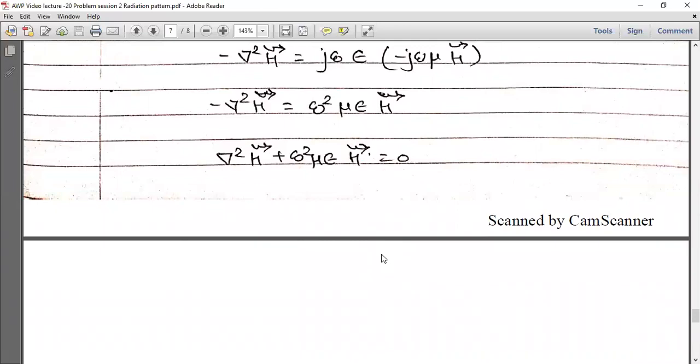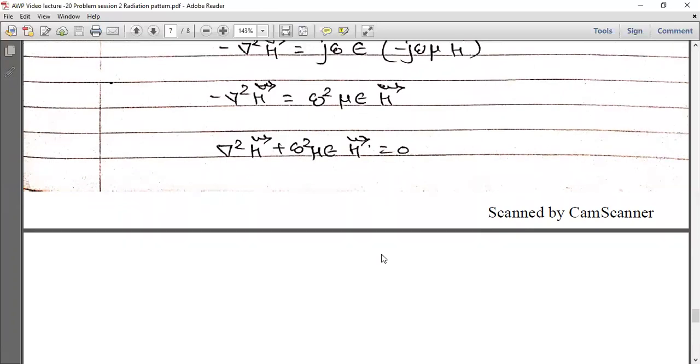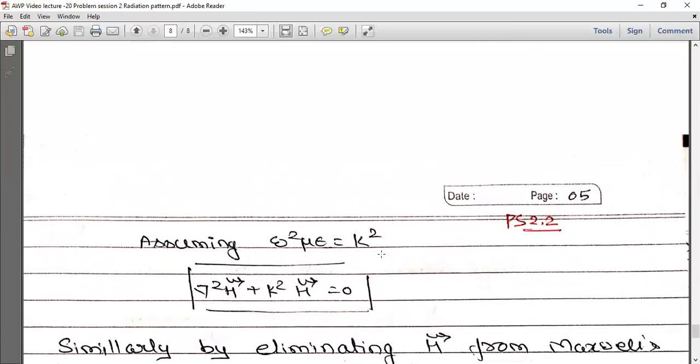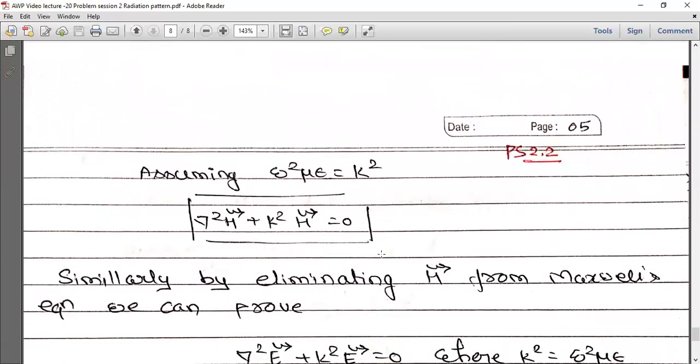We consider omega square mu epsilon as a constant. Why? What is omega? Omega is the frequency of the propagating electromagnetic wave, or of the oscillations of the electromagnetic field. So omega is frequency, which is generally constant. Mu and epsilon are the permeability and permittivity of the medium respectively, which are also constant for a given medium. So omega square mu epsilon is a positive constant. We consider it to be k square, and that's why the equation can be written as del square H plus k square H equals 0.